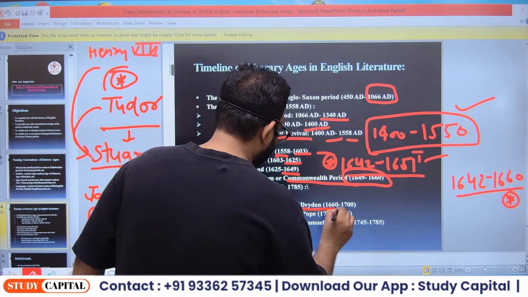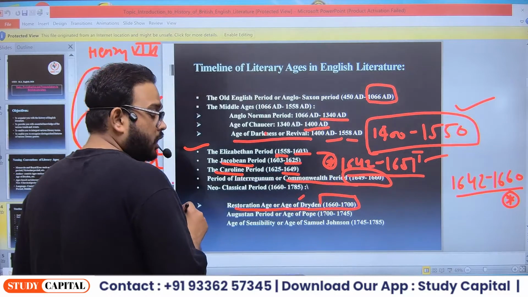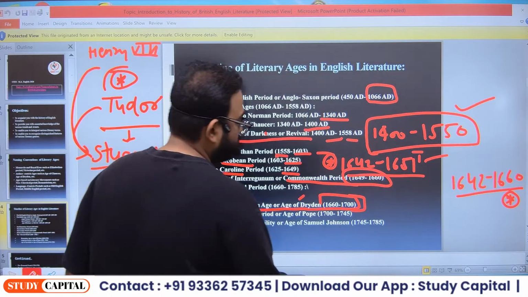That is why the age is called the Age of 1660. It's also known as the Age of Dryden, because Dryden was the main, representative writer of this era, and Dryden will die in 1700. That is how the age is ended.